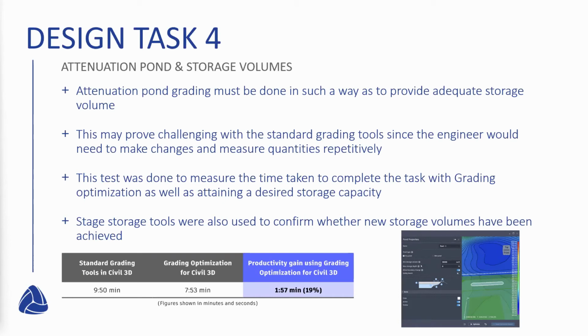And as I said, there's a 2-minute difference, or 2-minute productivity gain, that's around 20%. But the reason why it doesn't save as much time with this specific aspect is because it has to run through those double iterative processes. All right, so that is attenuation ponds.